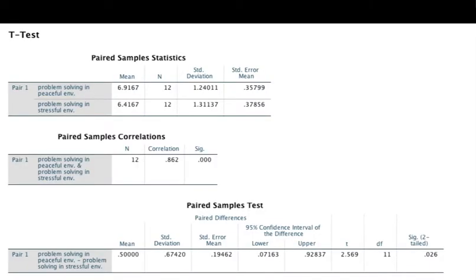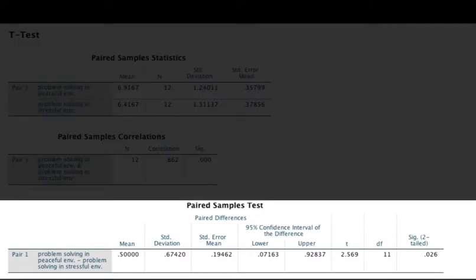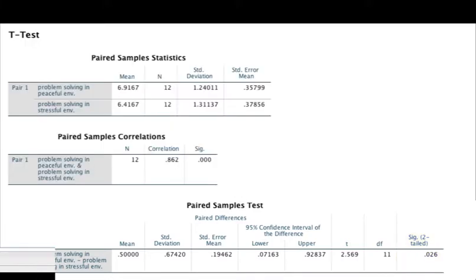In the output, you'll first see the means and standard deviations for each condition, and then jump down to the paired samples test table to determine whether or not the difference was statistically significant. Here we see that the difference was statistically significant at p equals 0.026, or p equals 0.03.